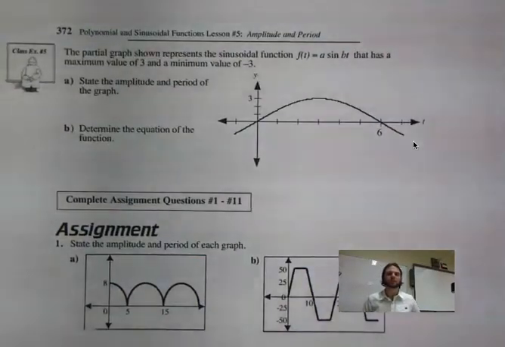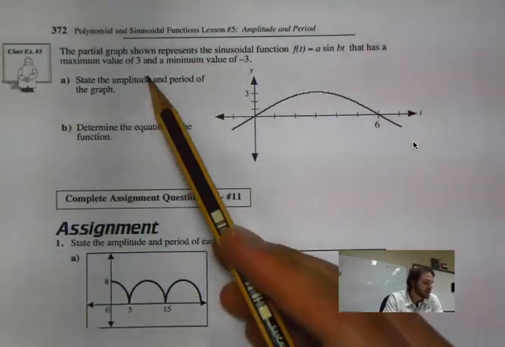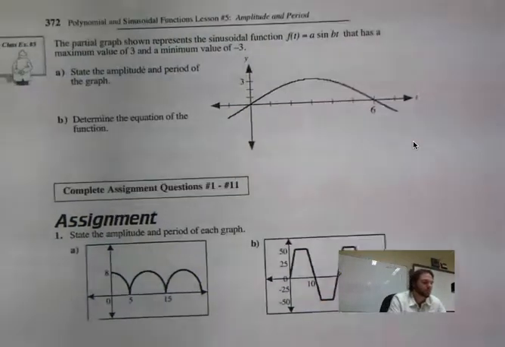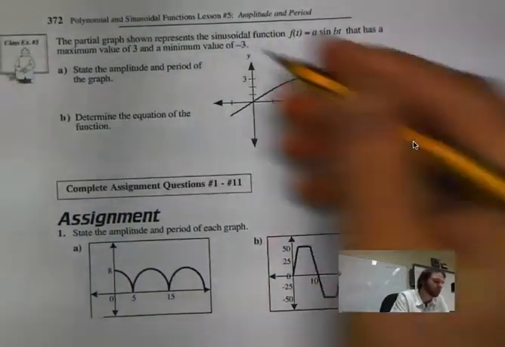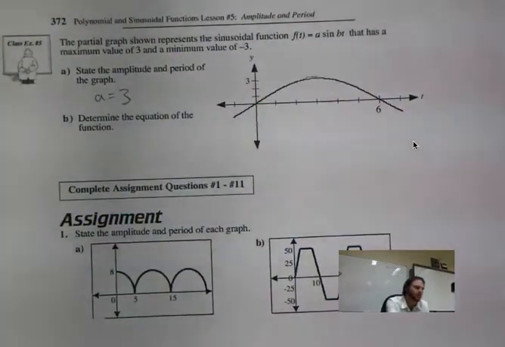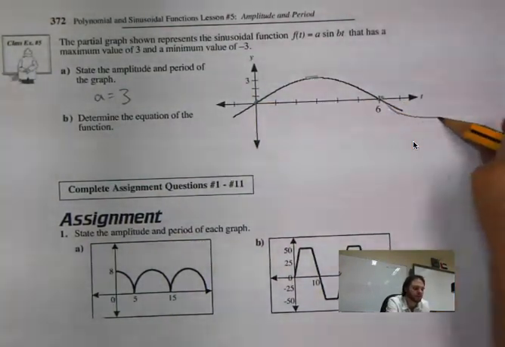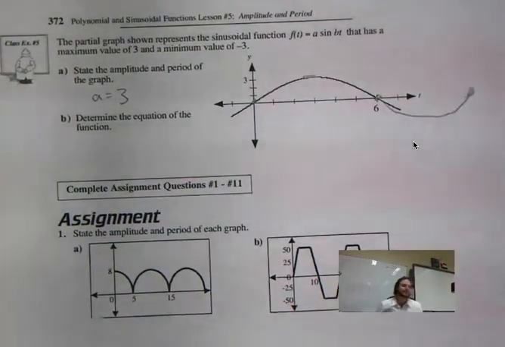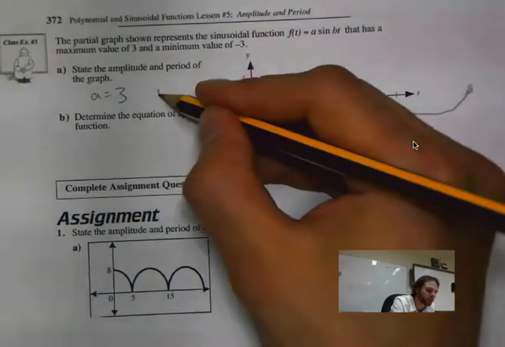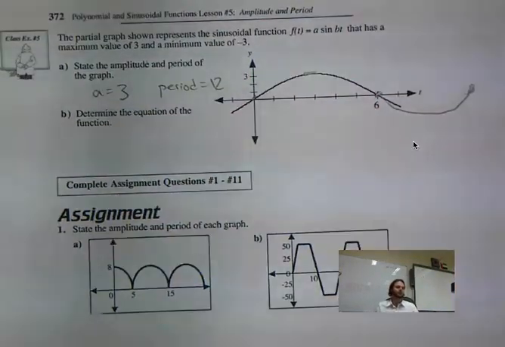Okay, last question. It says here, the partial graph shown below represents the function y is equal to a sine bt. Okay, that has a maximum of 3 and a minimum value of negative 3. So there's my maximum. So we know my amplitude, a, is equal to 3. Now we want to know what my period is. Well, if I go from here to here, that's half of my graph. My graph should continue to there. So if 6 is half of my graph, then my period is equal to 12.